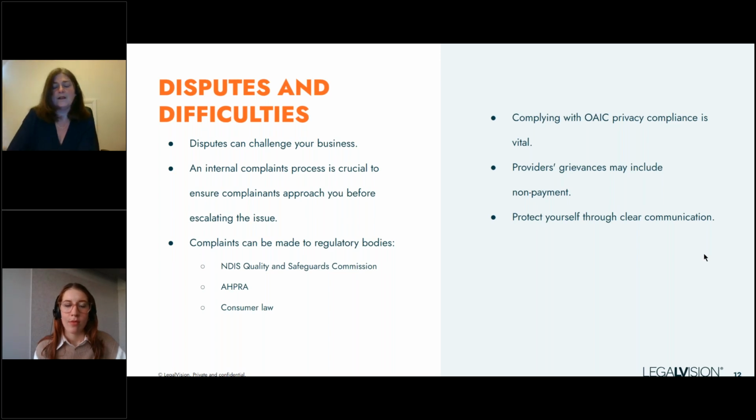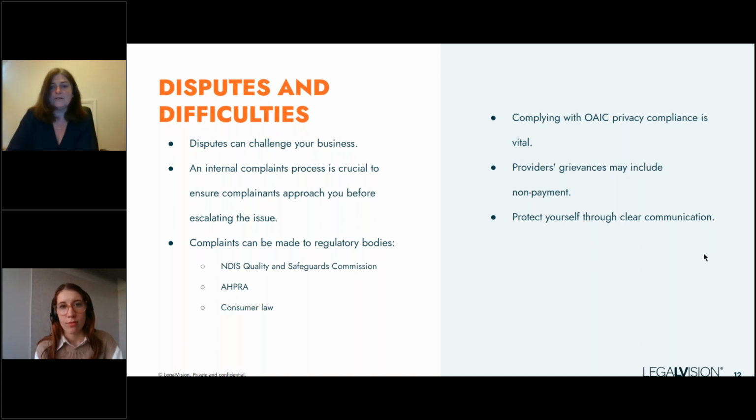How do you manage complaints? The management of a complaint will often indicate whether this will be escalated to a regulatory body or not. It is important to have an internal complaints handling process to ensure that the participants have the chance to approach you first and resolve any issues before escalating matters. Being heard and being able to voice a grievance can often stop a complaint from being escalated.